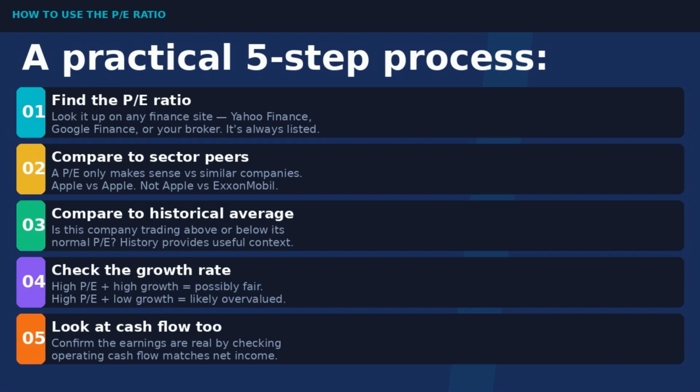History gives useful context. Step 4, check the growth rate. High PE plus high growth might be perfectly reasonable. High PE plus low growth is a warning sign. Step 5. Look at cash flow too. Confirm the earnings are real by comparing the PE to operating cash flow per share. If they diverge significantly, investigate why.